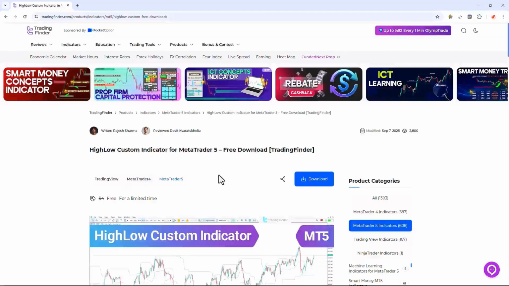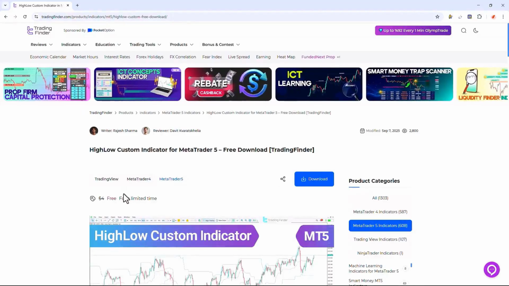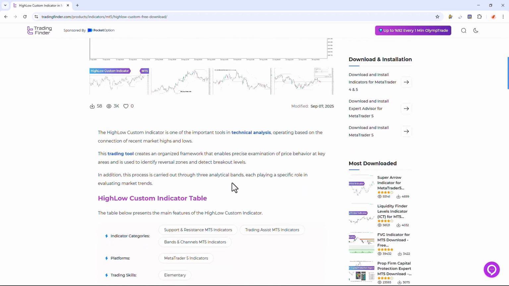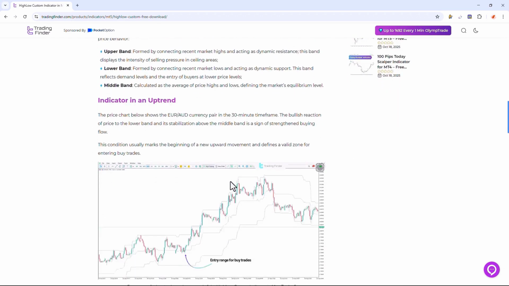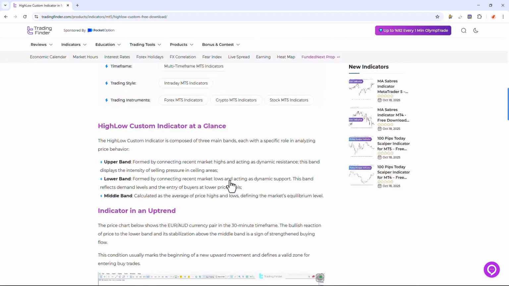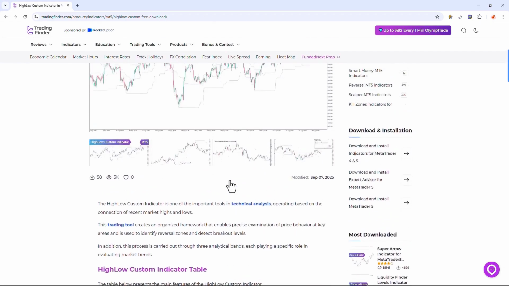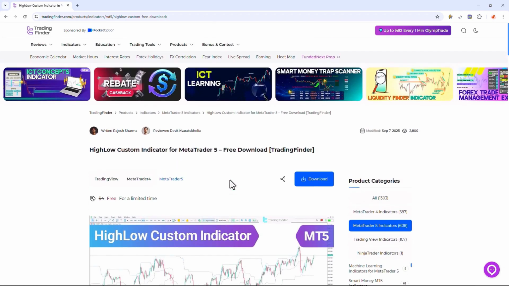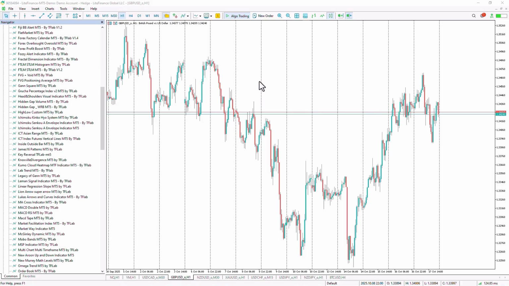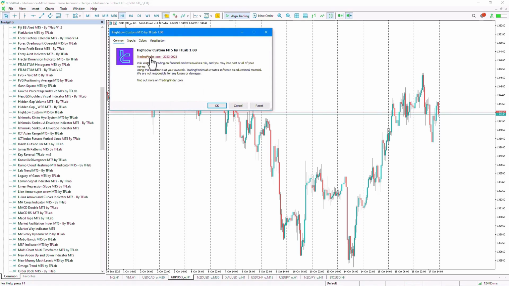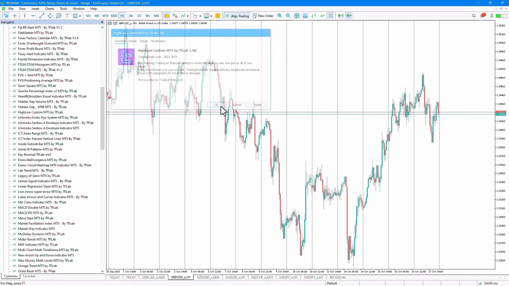HighLow Custom Indicators, which are offered for various platforms on the TradingFinder website. Traders can download the indicator file for MetaTrader 4 and MetaTrader 5 platforms from this section, and they can also read this page to learn about how the indicator works and its functionality. From the Navigator section, we select the indicator file and run the indicator by dragging the file onto the chart.